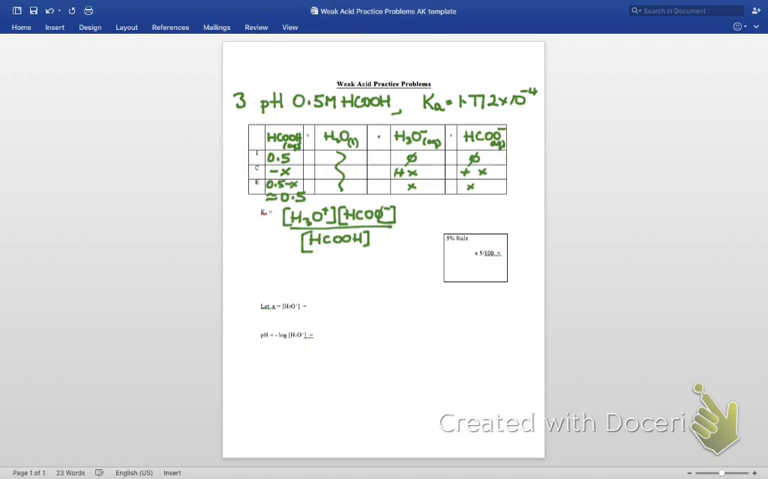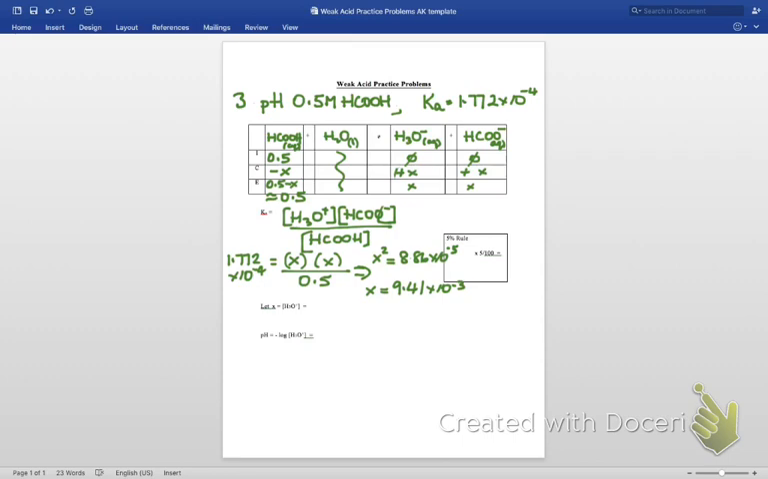So, putting in the numbers, this is X, this is X, this is 0.5, and the Ka is 1.772 times 10 to the negative 4. That gives us X squared equals 8.86 times 10 to the negative 5. And X is equal to 9.41 times 10 to the negative 3.